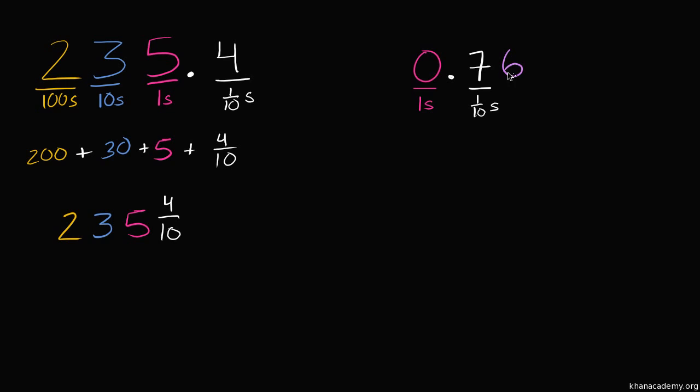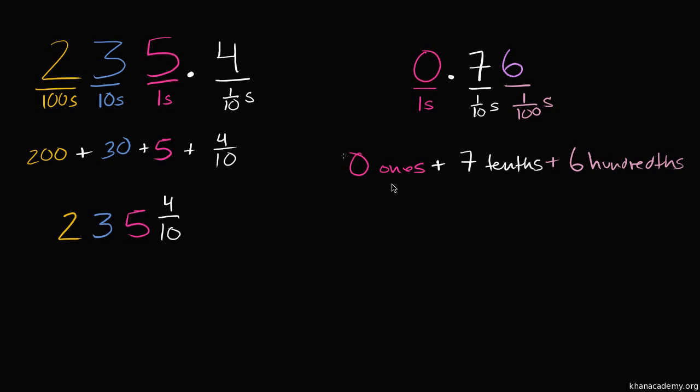And then this is going to be the place to the right of that. We're going to divide by 10 again. So this is going to be the hundredths place. So let me write this down. This space right over here is going to be the hundredths place. So this number right over here, we could rewrite as 0 ones plus 7 tenths, not tens, tenths, plus 6 hundredths, not hundreds, hundredths.